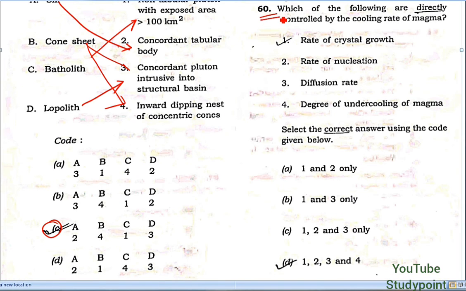Next, this is the last one. Which one of the following are directly controlled by the cooling rate of magma? Given statements are: rate of crystal growth, this is right. Rate of nucleation, this is also right. Diffusion rate, right. Degree of undercooling of magma, this is also right. The right answer is option D, 1, 2, 3, 4.